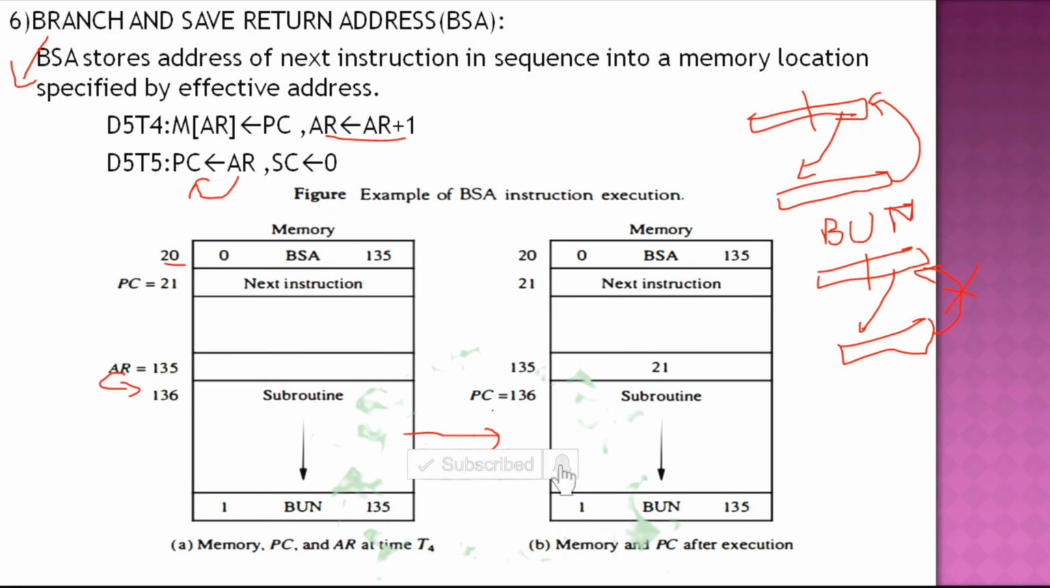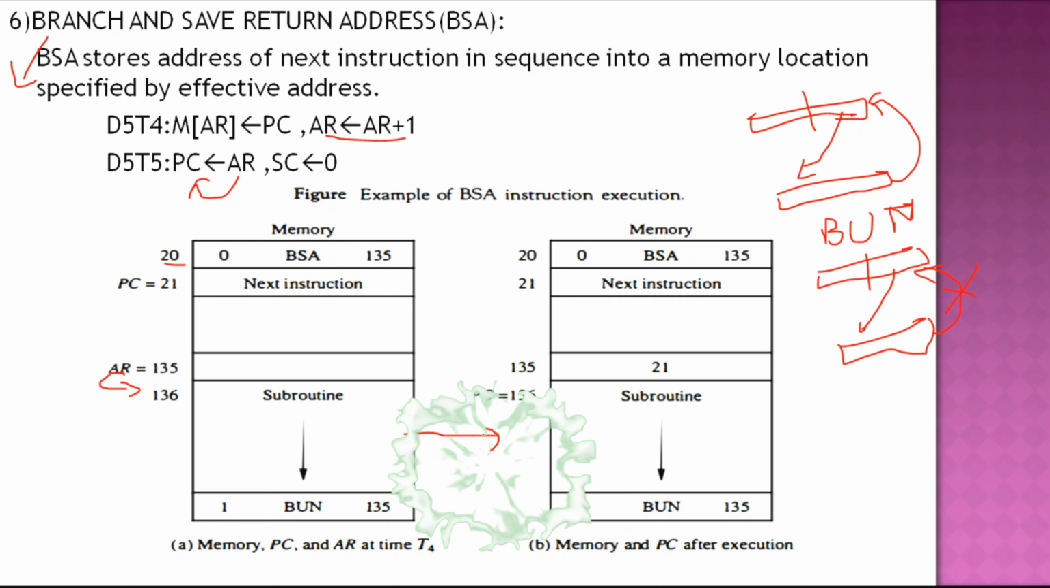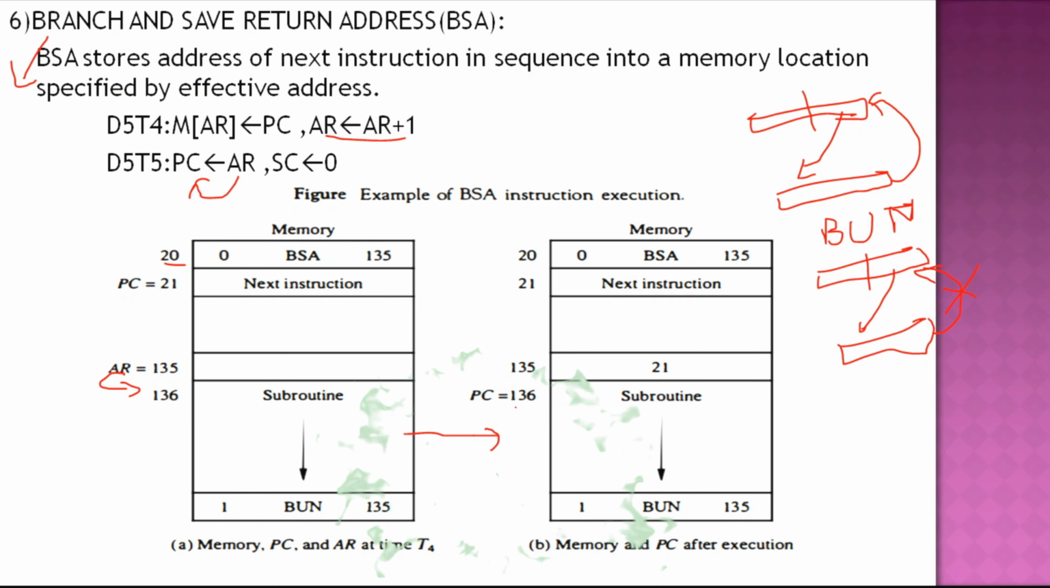In this table we can understand it very clearly. After incrementing, the address register transfers the data to the program counter. So here the program counter is equal to 136. When the program counter is 136, the subroutine starts. A subroutine is nothing but a package of instructions, so the subroutine consists of some instructions.